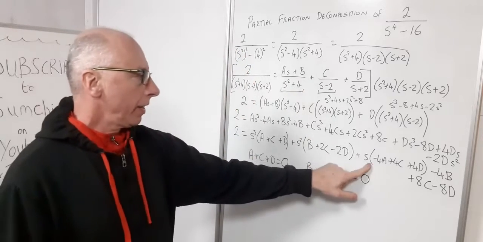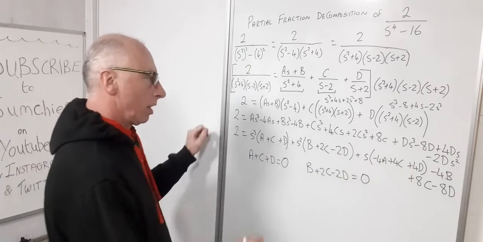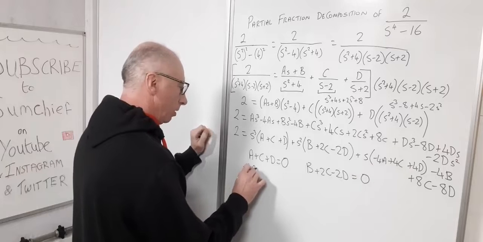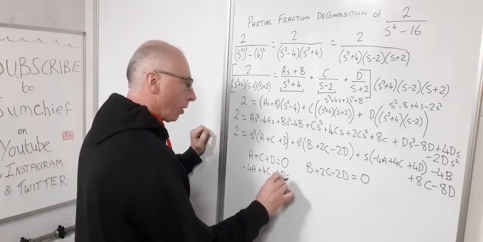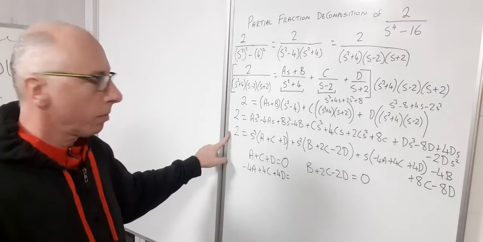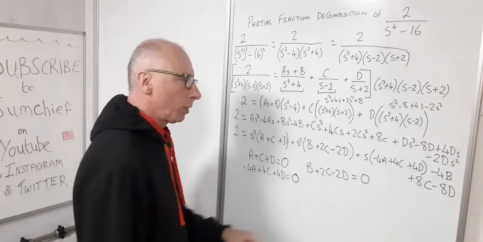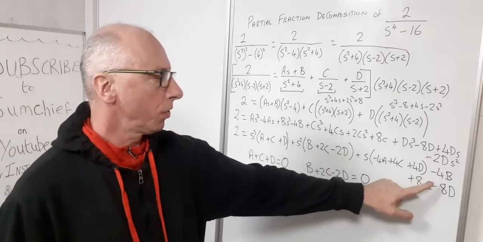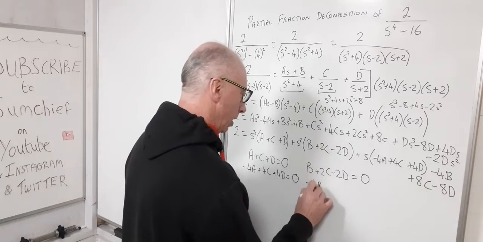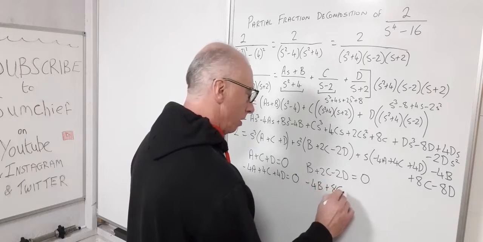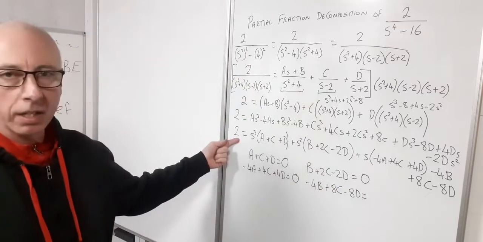What about this one then? The s, I've got minus 4a plus 4c plus 4d. The coefficient for s, again, there's no s term, so that is also 0. And then my last one, which is my constant, I've got minus 4b plus 8c minus 8d. That equals, well this time I have a value, I've got 2.